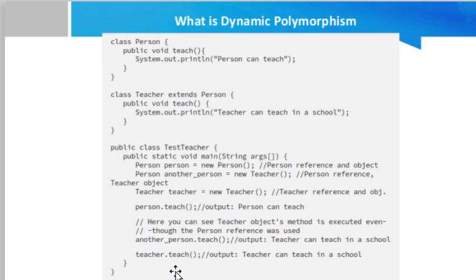Next, teacher.teach, another object we have called here. It will print "Teacher can teach in a school". Why? We have created the object of the child class here. So when we call teacher.teach, it will call the teach method of the child class. It will show "Teacher can teach in a school". So friend, that is the concept of dynamic polymorphism.